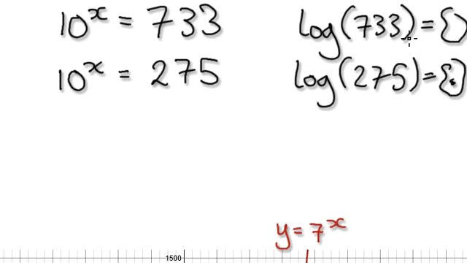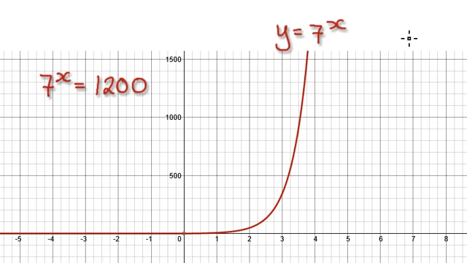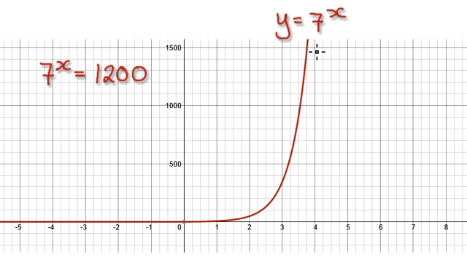What happens if I were to ask you this? How would you go about solving this? So 7 to the power of what gives you 1200. Looking at this, this here is your graph of y equals 7 to the power of x here. You see, 1200 is right here. So it's somewhere here. So the answer is between 3 and 4. So it's going to be 3 point something.